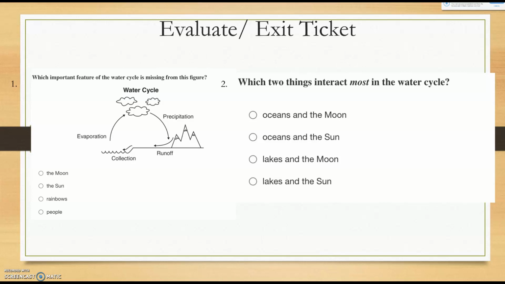Evaluate. As the students are leaving, there would be an exit ticket. Which important feature of the water cycle is missing from the figure? Also, the next question: which two things interact most in the water cycle? That would all be a part of this lesson, and it would also end with a quiz.